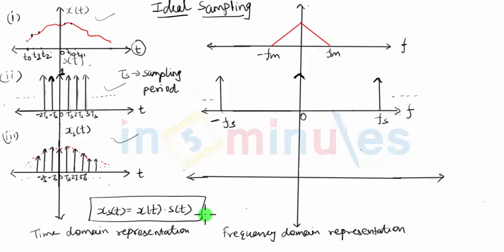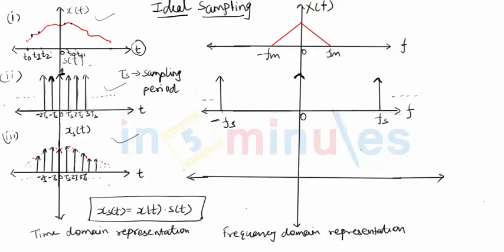So let's now talk about the frequency domain representation. We have assumed x of t to be a signal which contains the frequencies from 0 to fm. So fm is the maximum frequency that signal x of t contains. This first spectrum that we have drawn is the frequency spectrum of signal x of t. I will call it capital X of f. Frequency domain representation is always with respect to f.